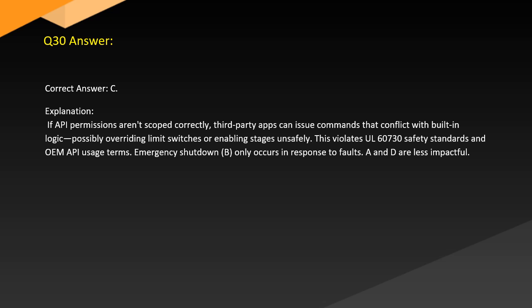Answer. Correct answer: C. Explanation: If API permissions aren't scoped correctly, third-party apps can issue commands that conflict with built-in logic, possibly overriding limit switches or enabling stages unsafely. This violates UL 60730 safety standards and OEM API usage terms. Emergency shutdown, B, only occurs in response to faults, and D are less impactful.